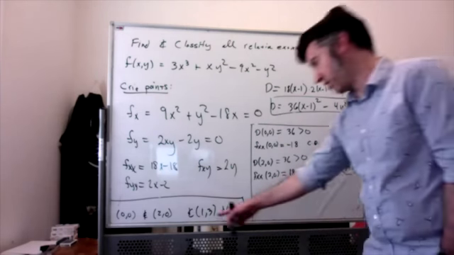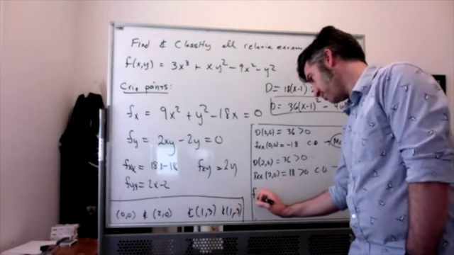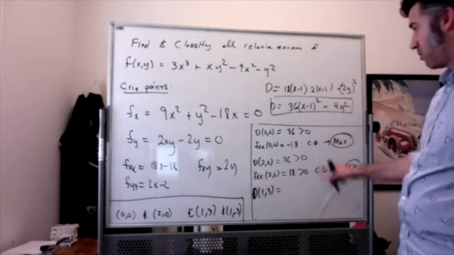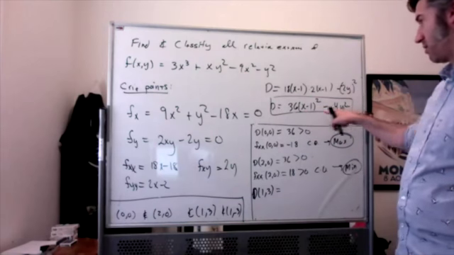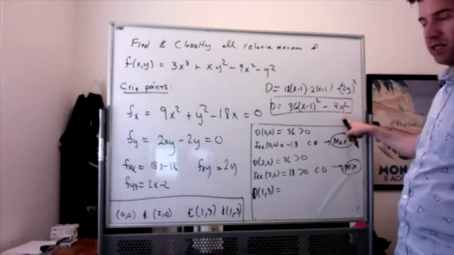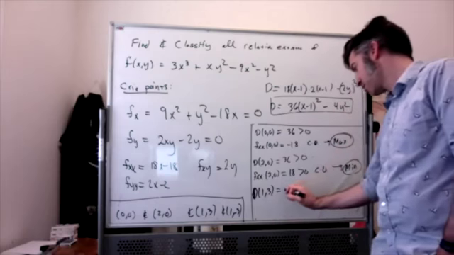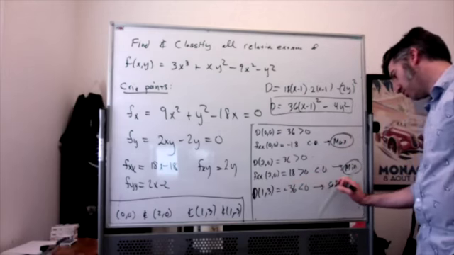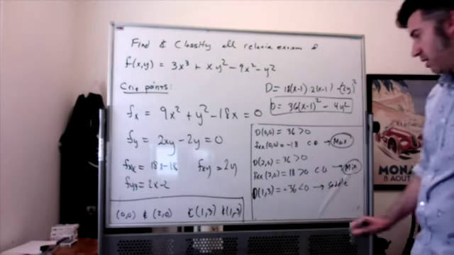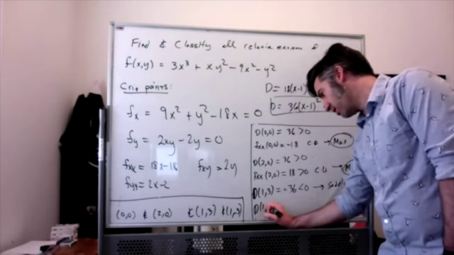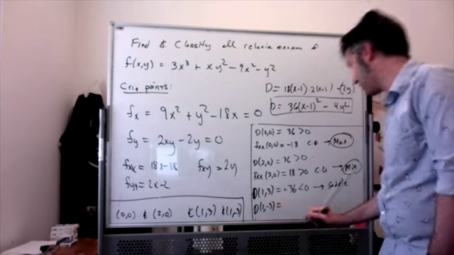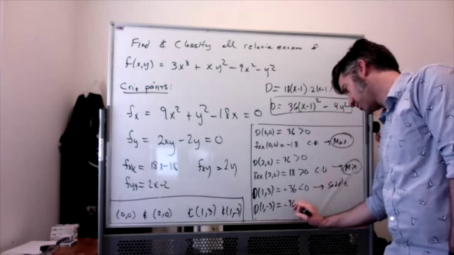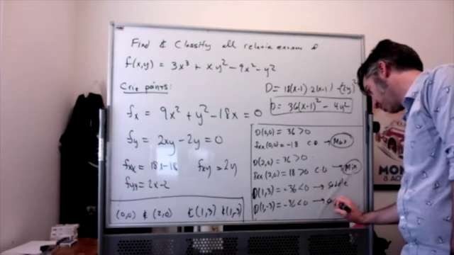Let's look at 1, 3. Sorry, D at 1, 3. So plug in 1 for x and 3 for y. I'm going to get 0 minus a positive number, minus 36. And if it's negative, automatically we have a saddle. And then D of 1, negative 3 is going to give us the same result. You're going to get 0 minus 4 times 9, which is going to be negative 36. So you have a saddle.